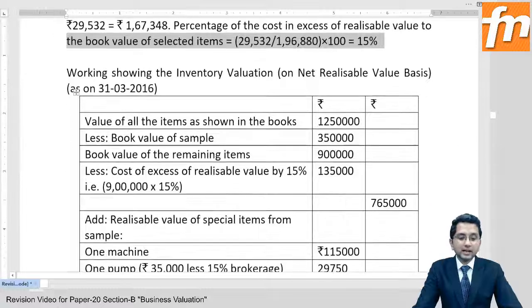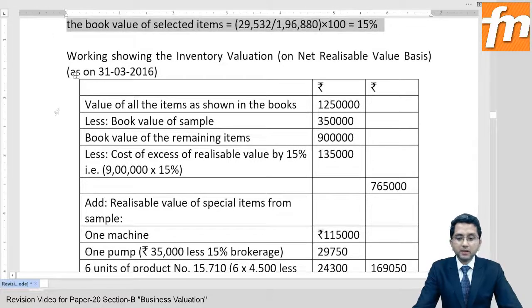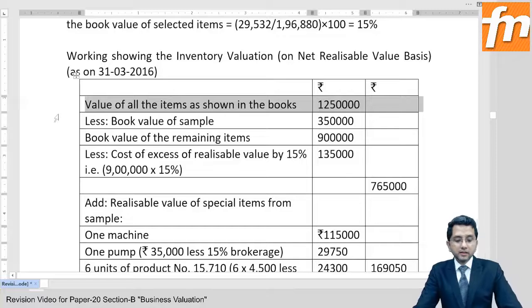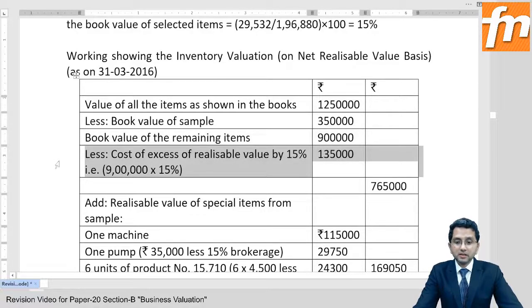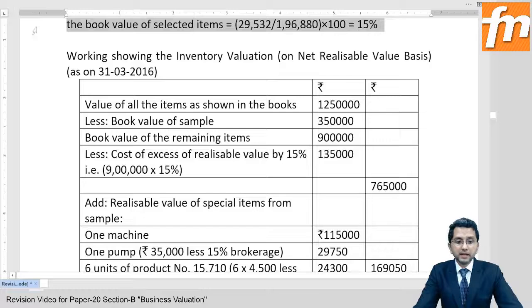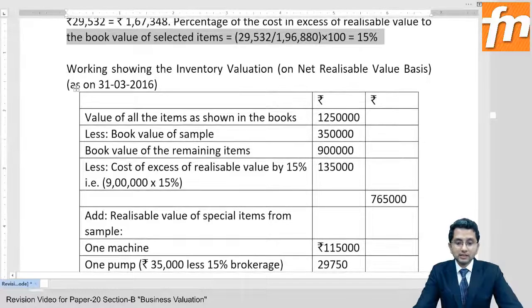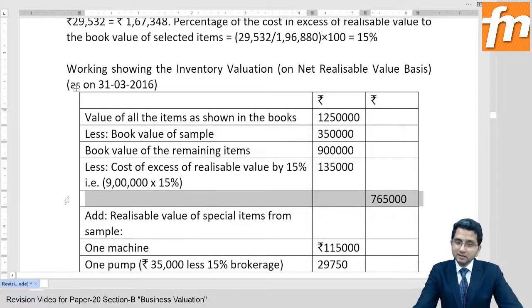So now finally, how to make valuation of inventory. Total inventory 1250, sample 350. So non-sample items are 9 lakh. Non-sample items are reduced by 15%, which is calculated in the above paragraph. This is 15%, which comes to 7,65,000.